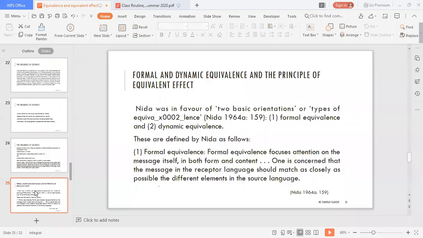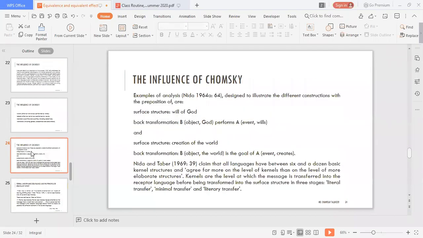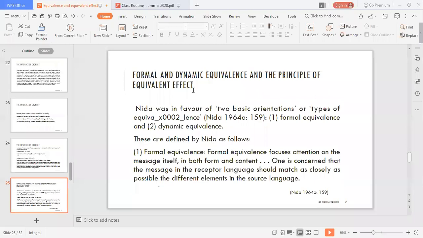Now, next, let's see what those transfers are. Now, Nida was in favor of two basic orientations or types of equivalence, that is formal equivalence and dynamic equivalence.